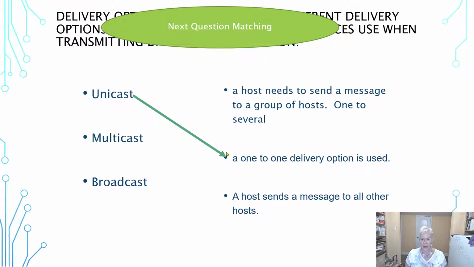How about multicast? A host needs to send a message to a group of hosts, one to several. So it's one to several, it's not one to all. This would be an example of, let's say we're in class and we have half the class sitting on the right side of the room and half the class sitting on the left side of the room. Well, if I want to send a group email or a group message to everybody on the left, that would be considered a multicast message, because some people will be getting the message, but not all people will be getting the message.